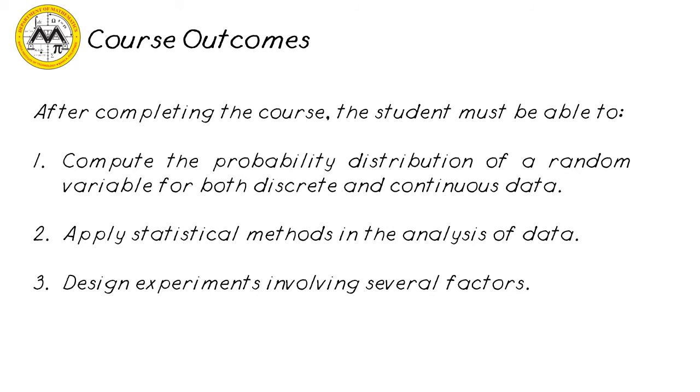There are three course outcomes for Math 142. After completing the course, the students must be able to, so bear in mind that when taking the subject, your goal is to have the following skills: to be able to compute probability distribution of a random variable for both discrete and continuous data. Number two, course outcome two would be to apply statistical methods in the analysis of data. And number three, you have to design experiments involving several factors.